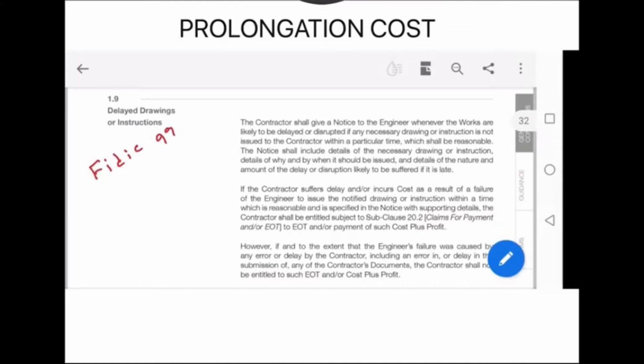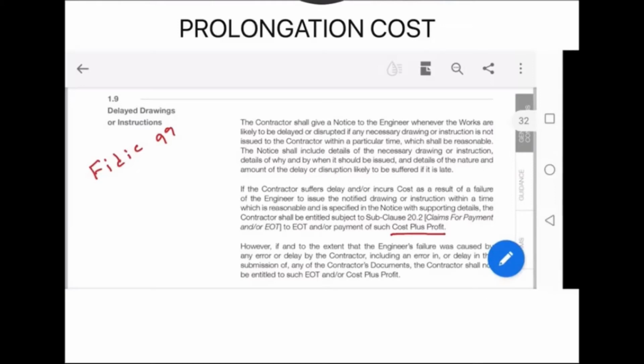The clause says if the contractor suffers delay and/or incurs cost as a result of a failure of the engineer to issue the notified drawings or instruction within a time which is reasonable and is specified in the notice with supporting details, the contractor shall be entitled, subject to subclause 20.2, to EOT and/or payment of such cost plus profit. So the clause says cost plus profit.